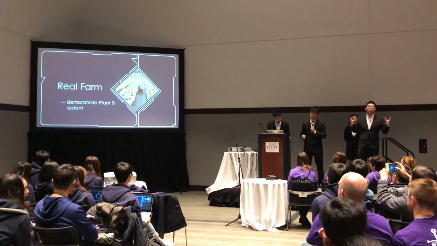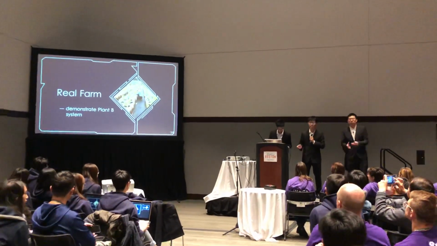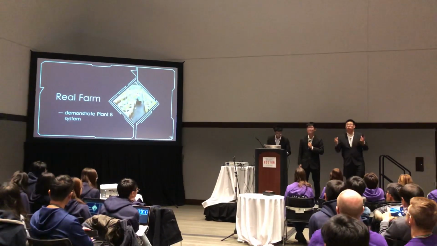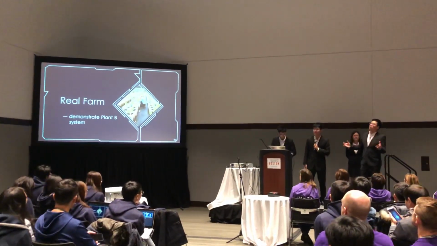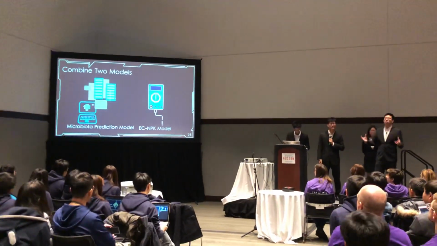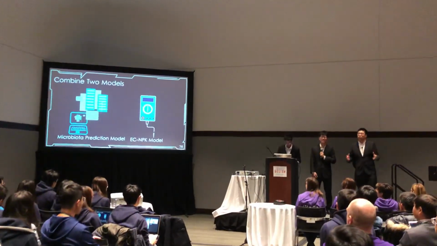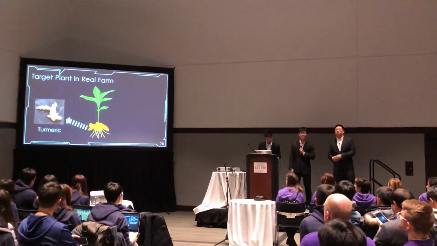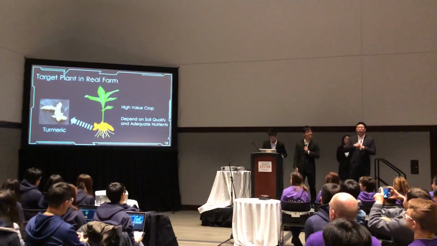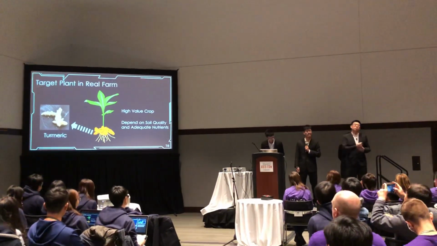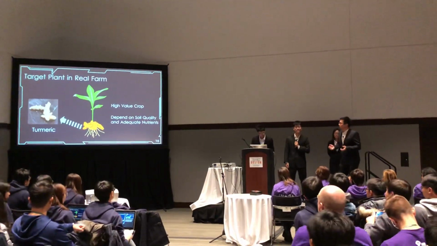Basically, he is asking whether or not we can make money with our system, because we can do all the regulation in the world, and it would be meaningless if we couldn't keep up with our productivity. So to demonstrate the efficacy of our system, we combined our microbiota prediction as well as our EC model and used it on a real farm to grow turmeric plants. We chose turmeric because it's a high-value crop that heavily depends on soil health and adequate nutrients to grow well. So if we find out that our turmeric grows well, we know that our system has been correctly designed.